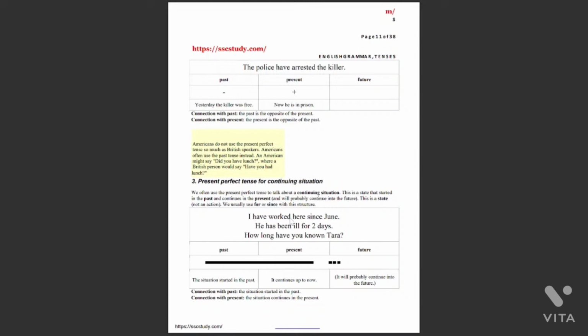So, I have worked here since June. The situation started in the past, it's continuing up to now, and it will probably continue in the future. So if you notice these 3 sentences, they started in the past, they are happening in the present, and they may continue in the future. So this is a connection between the past and the present: the situation started in the past and continues in the present.